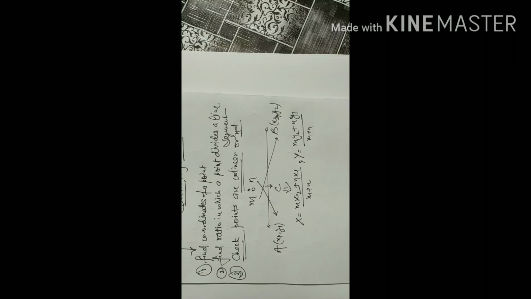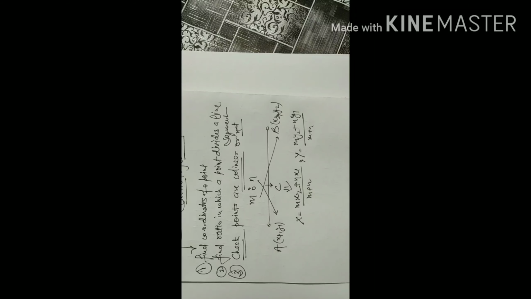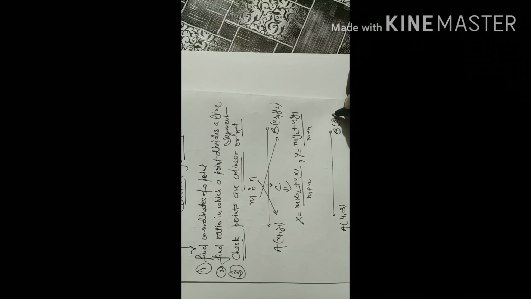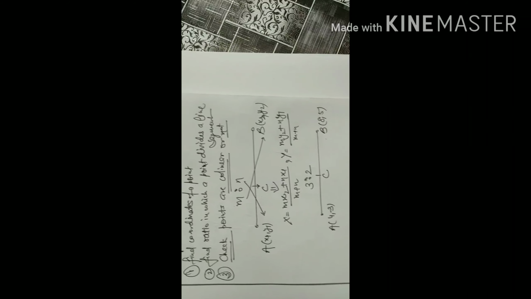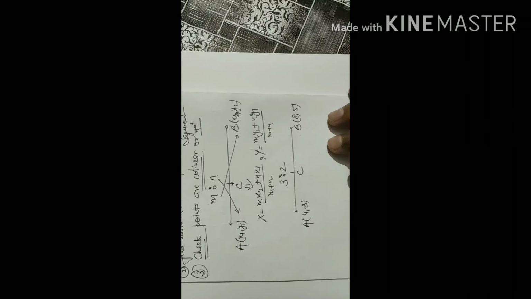Now we are going to see with the help of an example how to find the coordinates of a point. This is our first type. Let these be the two points of a line segment. The first corner is given, suppose 4, minus 3. The second corner B is 8 and 5. There is another point C in between them which divides the given line segment in the ratio 3:2. So what is the coordinate of point C?